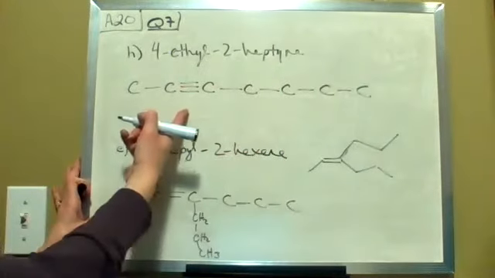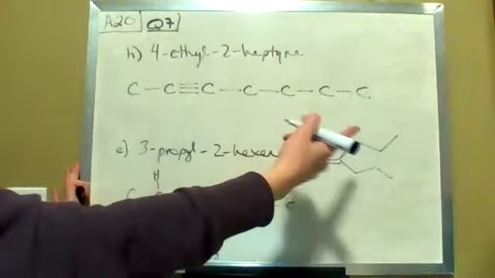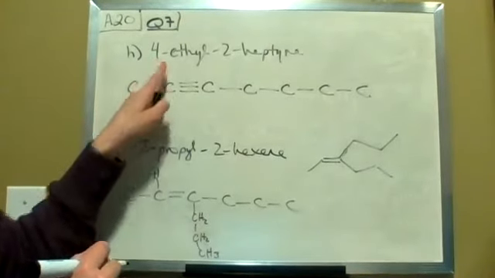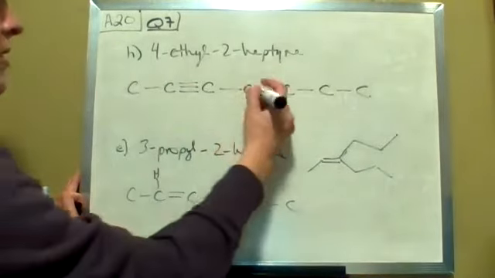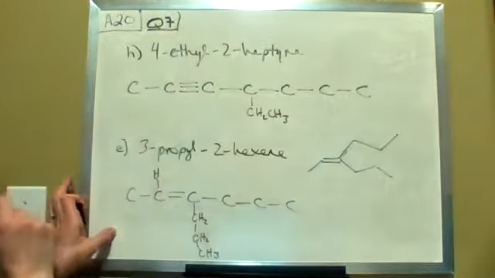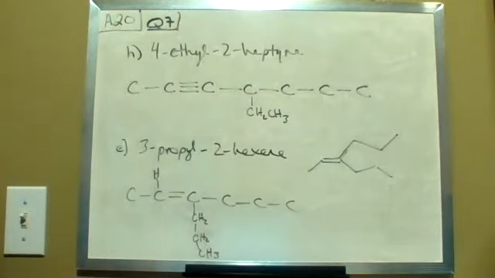You can add this triple bond after. You can make your 7 carbon chain, then go ahead and add your triple bond. And we know on number 4, there's an ethyl. So 1, 2, 3, 4. I have CH2, CH3. And you can fill that in, no problem.